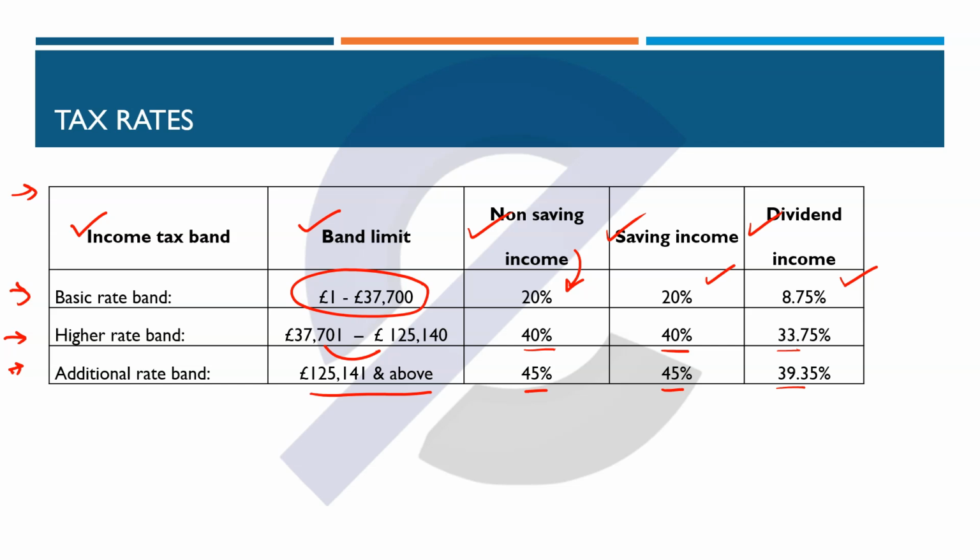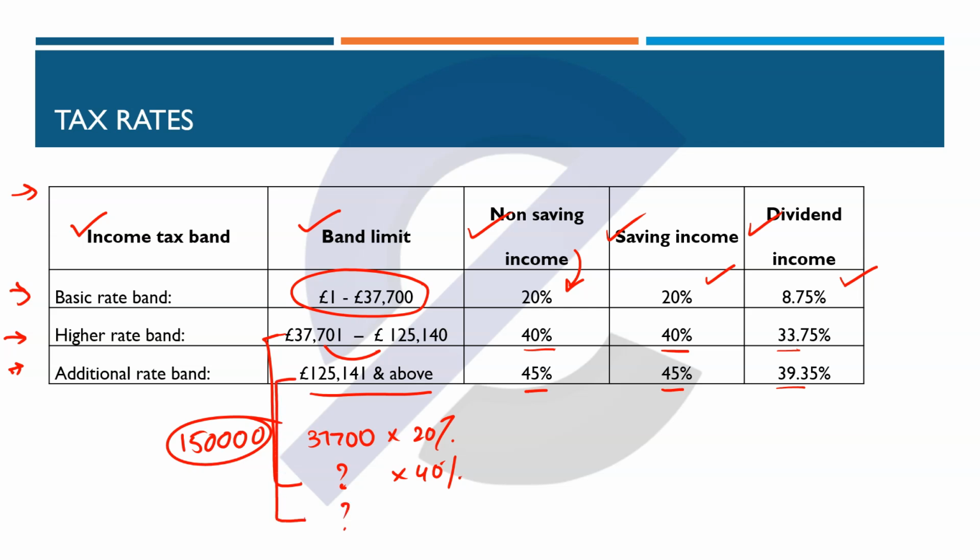Income tax is calculated on a differential basis, which means, for example, if we have an individual who is earning non-saving income of £150,000, then the first £37,700 of this income will be taxed at 20%. 40% will apply on the amount that falls between £37,700 up to £125,140, and the amount in excess of £125,140 will be taxed at the rate of 45%.